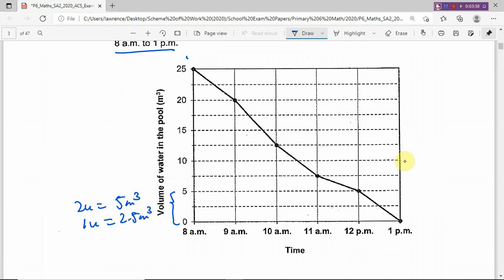So at 8 a.m. you have 25 meter cube of water. 9 a.m. is 20, and then you have 10 plus 2.5. 10 plus 2.5 will give you 12.5, and the next one will be 7.5, and the next one will be 5, and this is 0.